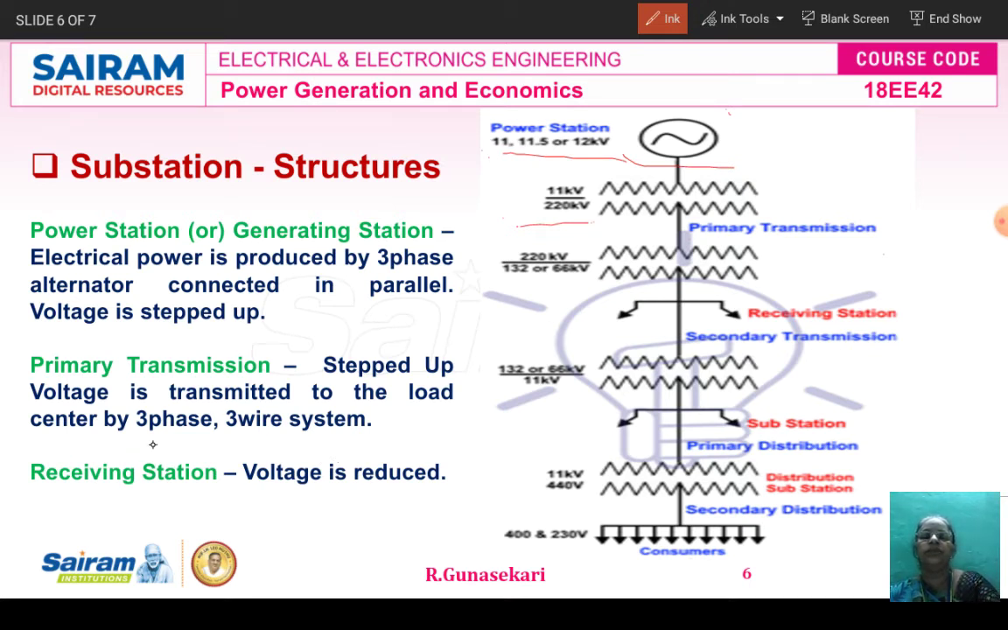What is meant by three-phase, three-wire system? RYB, three phases, three wires. So that's why it is called the three-phase, three-wire system. This is the primary transmission. Then the receiving station. In the receiving station, the 220 kV in the primary transmission level is again stepped down to 132 or 66 kV. That is called the receiving station. In the receiving station, what process happens? The voltage is reduced.